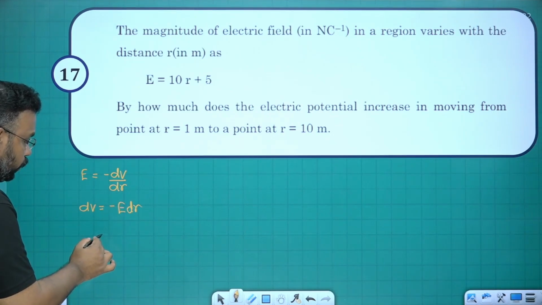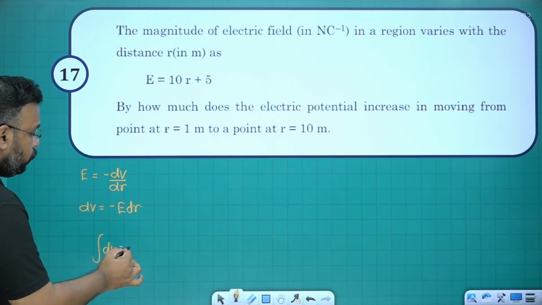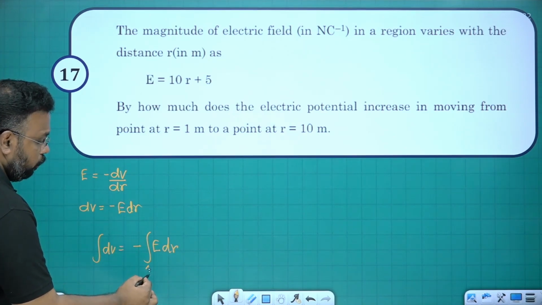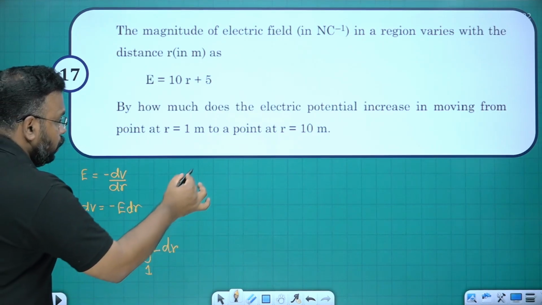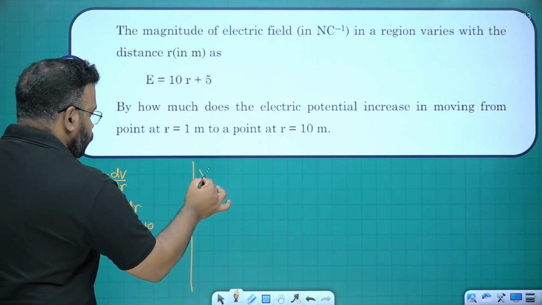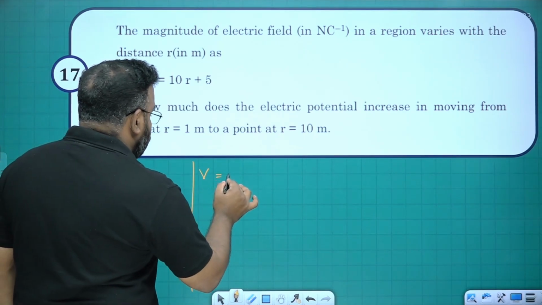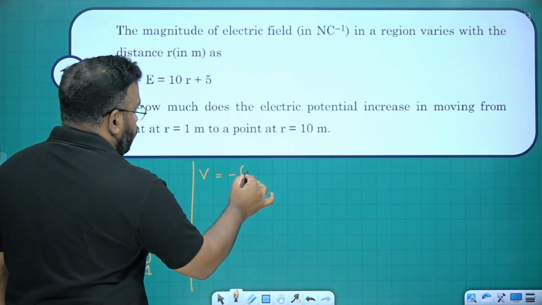We need to integrate. So integral dV equal to minus of integral what? E dr. But what are the limits? It is from 1 meter to 10 meter. Okay, integral dV is V, that we need to find, the increase in potential. Okay, so minus of integral, what is the E value?